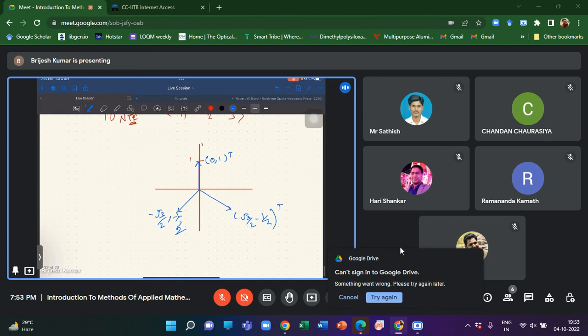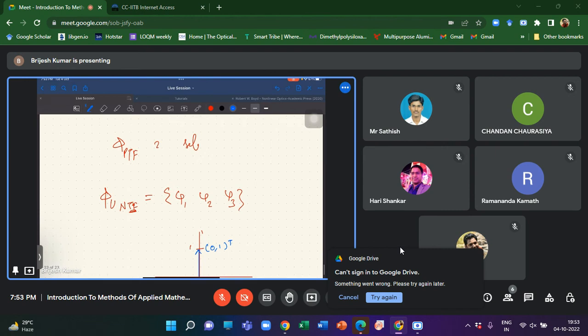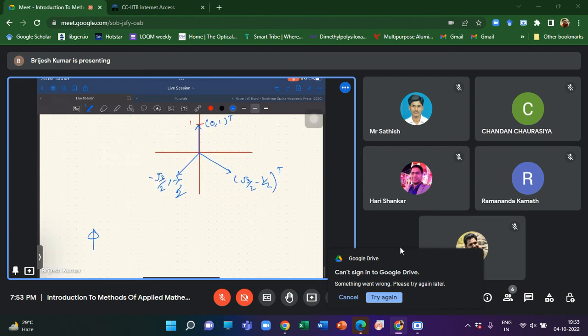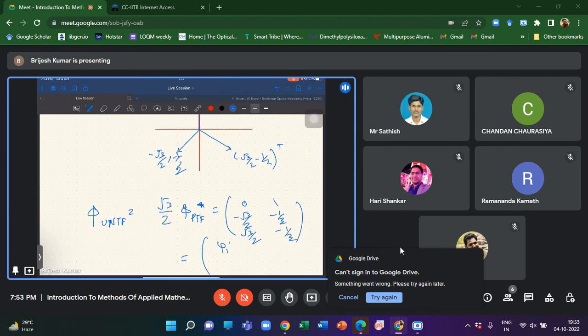We have these three vectors to construct all the vectors in this frame. So this can be written as phi UNTF equal to root 3 by 2 times phi PTF star. So it will come 0, minus root 3 by 2, root 3 by 2 and 1, minus 1 by 2 and minus 1 by 2. So this will go to phi 1 star, phi 2 star and phi 3 star.